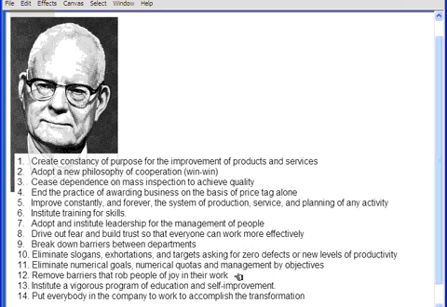This means abolishing annual ratings or merit systems that rank people and create competition or conflict. Put in place a vigorous program of education and self-improvement. And then 14, put everybody in the company, the organization, to work to accomplish the transformation. Transformation is everybody's job.